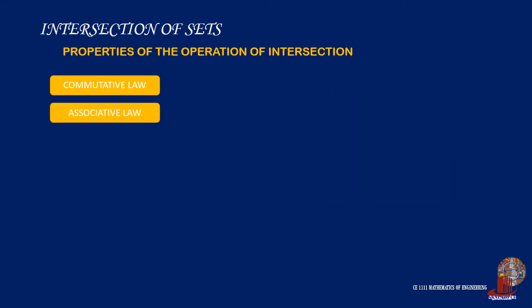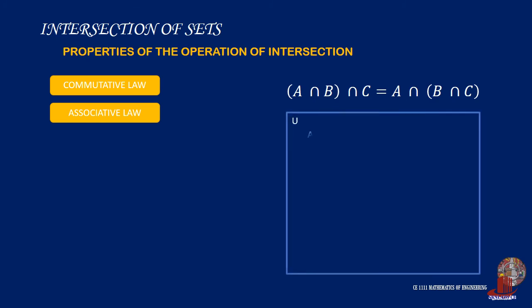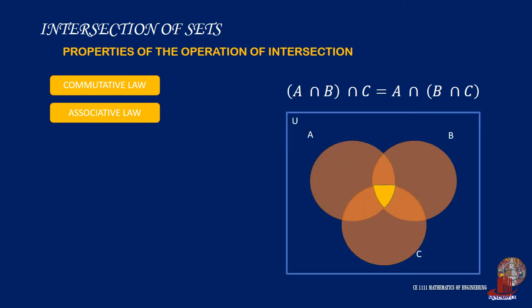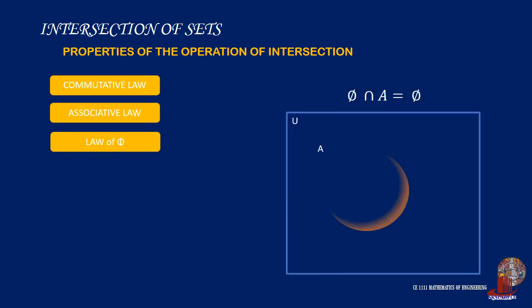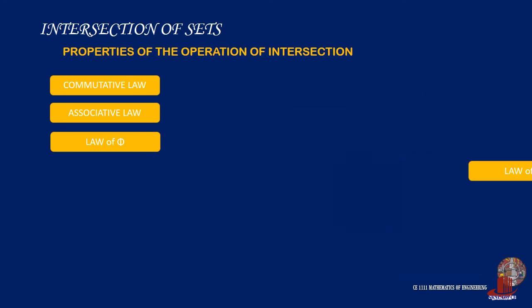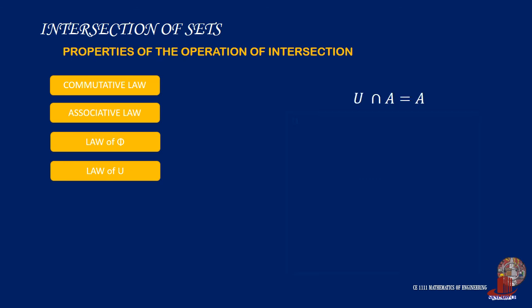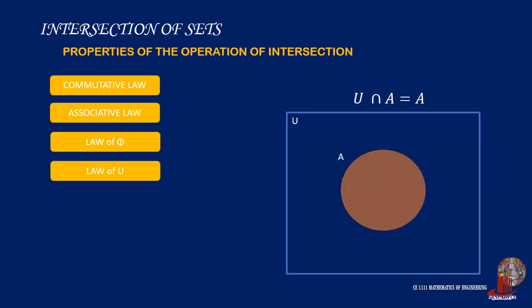For the associative law, it states that the intersection of C with the intersection of sets A and B is equal to the intersection of A with the intersection of sets B and C. The third property is the law of null, which states that the intersection of null and set A is just equal to null. Consequently is the law of U, which states that the intersection of a universal set U and set A is still equal to set A.